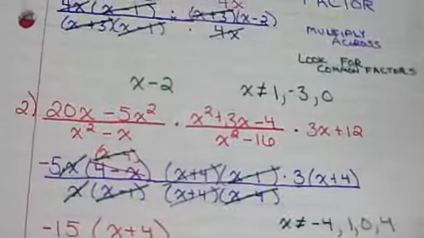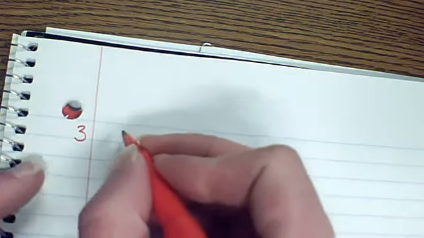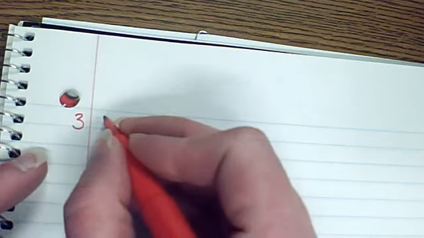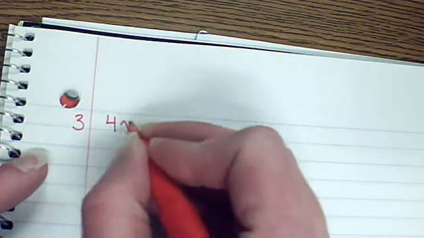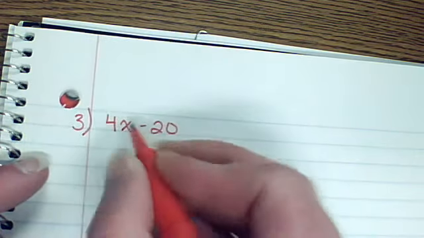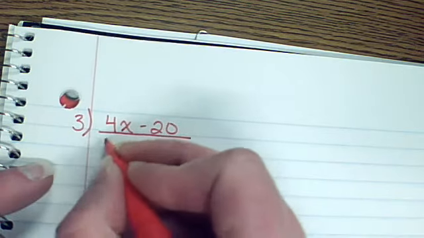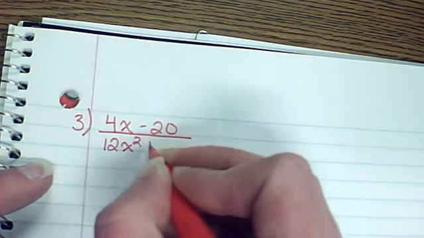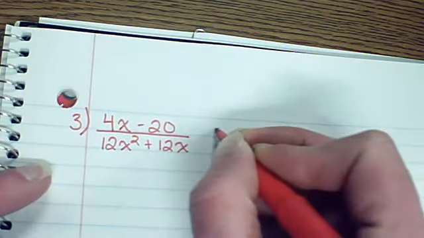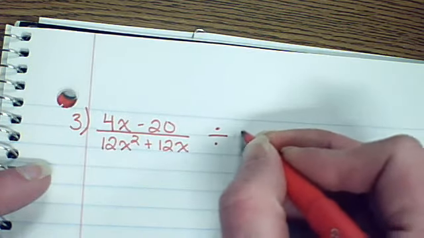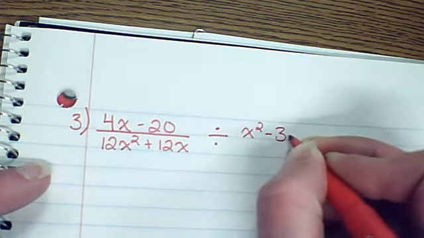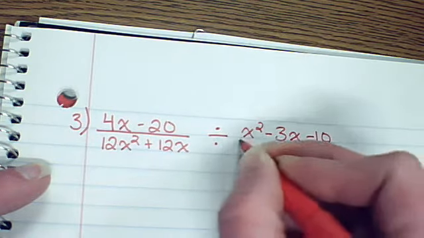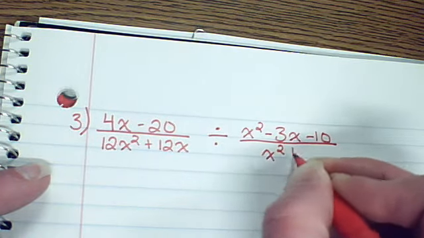All right, I have a couple more. We're going to need to do a division problem. So let's look at a division example. Let's take 4x minus 20 over 12x squared plus 12x, divided by x squared minus 3x minus 10 over x squared plus x.